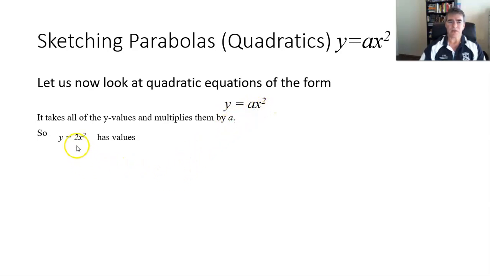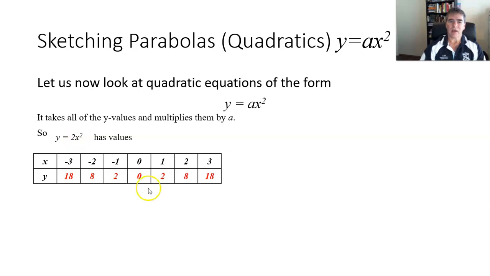So let's see what happens if we look at y equals 2x squared. Well, again, we could complete a table of values and take all of those answers we had before of 9, 4, 1, etc. and multiply them by 2. And now we get 18, 8, 2, 0, 2, 8, and 18. Again, we could use our calculator. So let's just have a quick look at what we could do there.